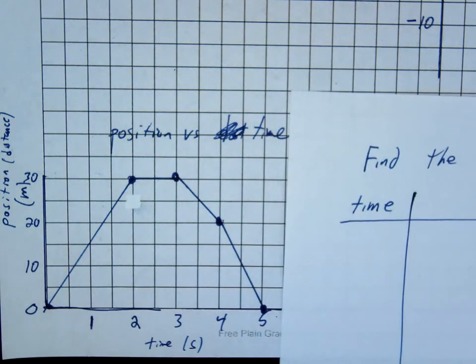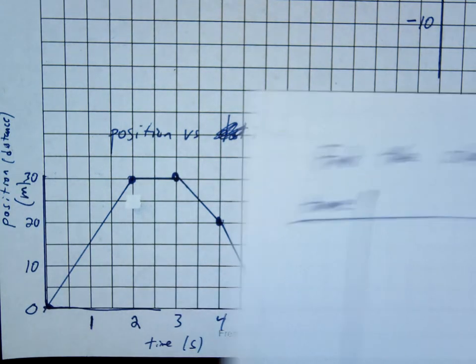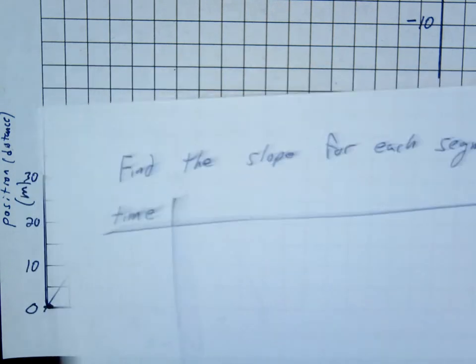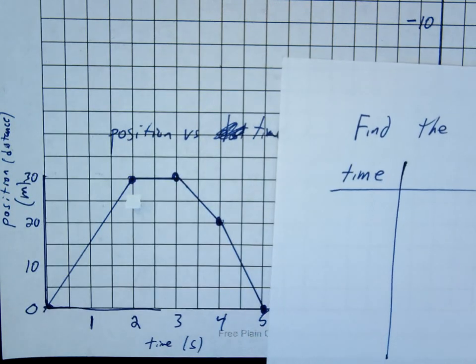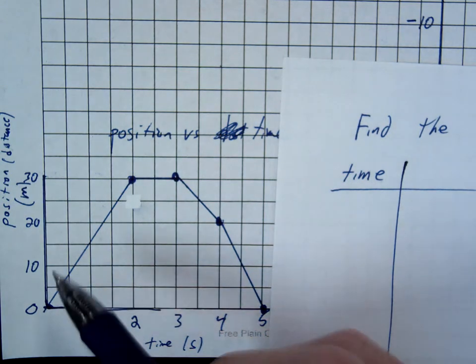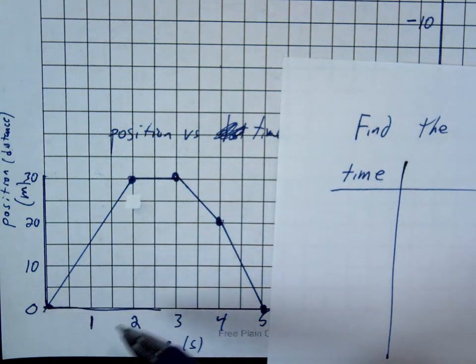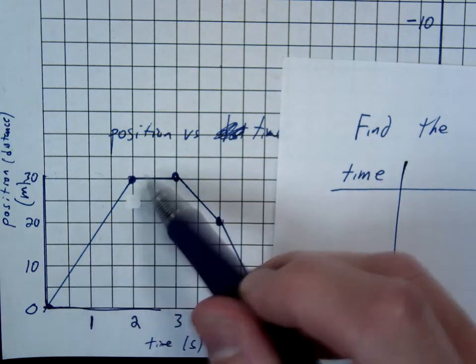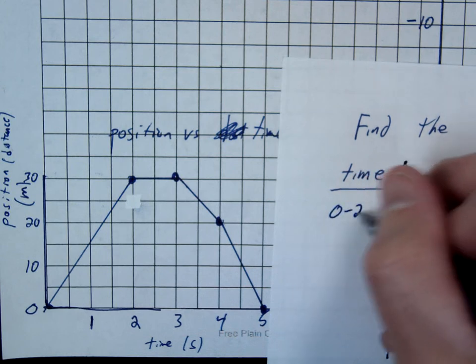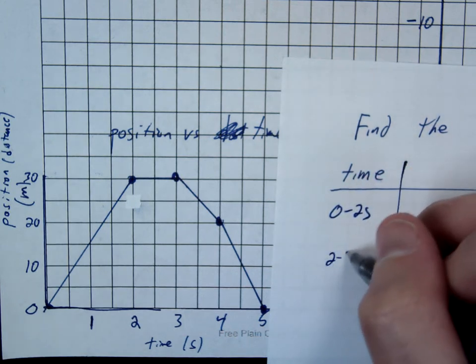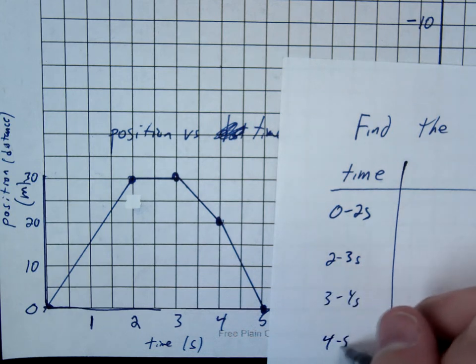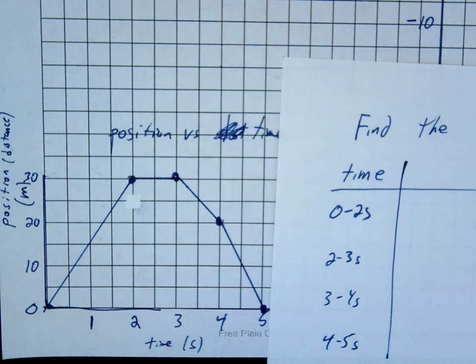Let's find the slope. It's too big, isn't it? Let's find the slope for each segment. And by segment, I mean each time segment here. For example, you could do it every second, like 0 to 1, 1 to 2, and so forth, but you don't have to. You can just do it when the slope is constant. So we could go from 0 to 2, 2 to 3, 3 to 4, and 4 to 5. If you look at our picture, we have 4 different slopes here.